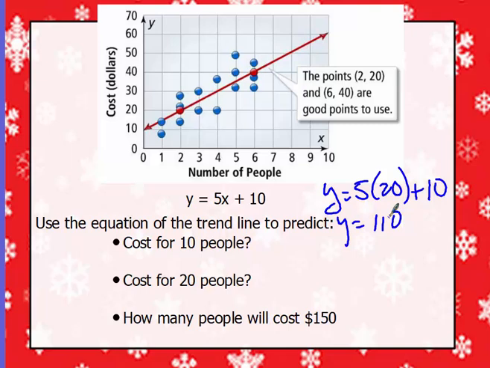Okay? So, now what about how many people will cost $150? Well, if I use the same equation right here, I could say that this 150 is my y value, and I solve for x to figure out how many it would be for $150. Okay, I could figure out the number of people. So what I'd like for us to do, this is kind of the general steps, so let's see if we can actually do one together.